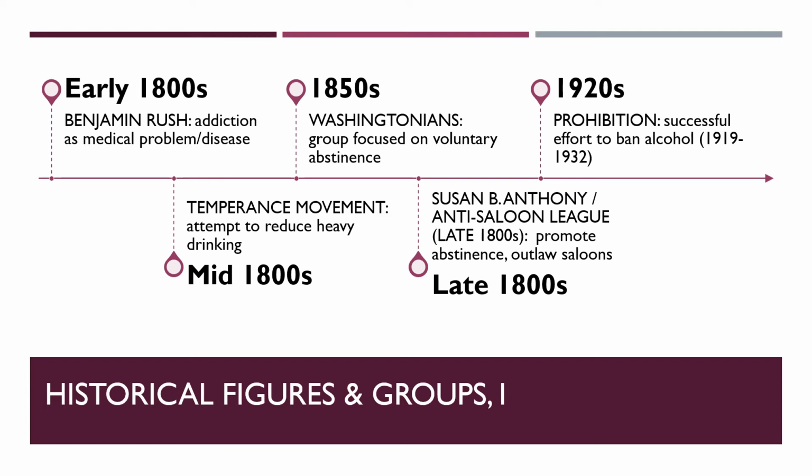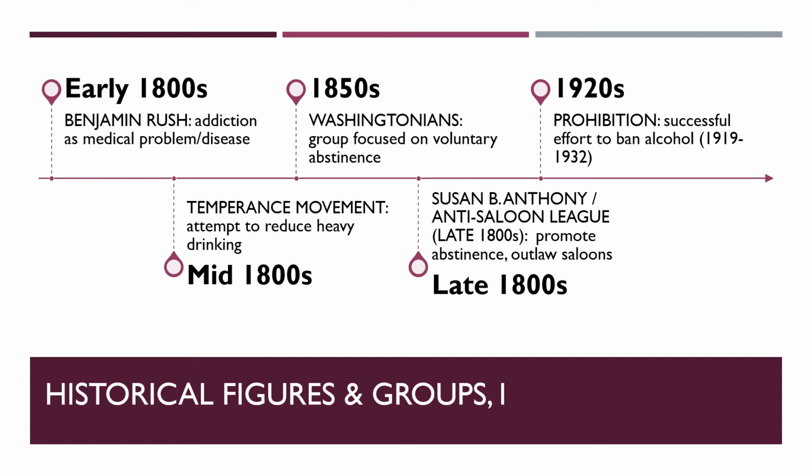There was a group in the 1850s called the Washingtonians. They're somewhat similar to modern Alcoholics Anonymous. It was a group of people who voluntarily identified having a problem with drinking, and they would commit to being abstinent, and they would help each other in a self-help kind of manner.